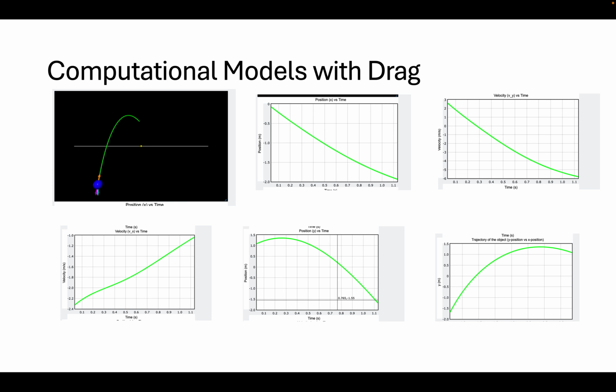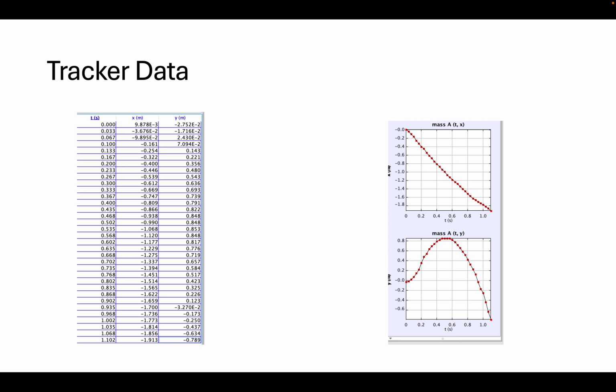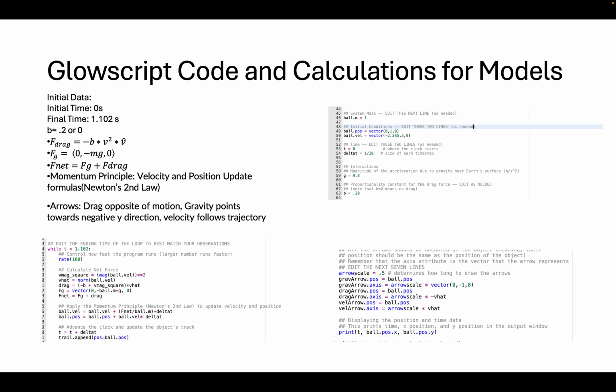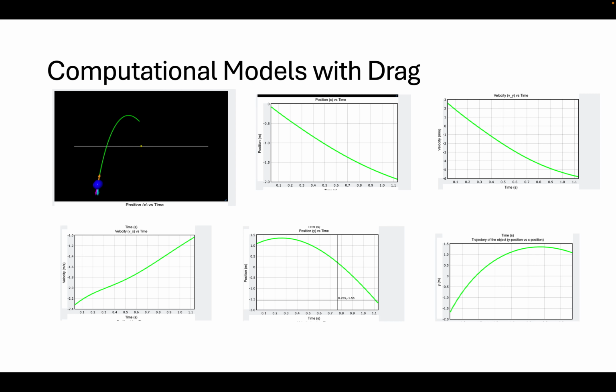And this is my computational model with drag. As we can see, the picture of the model shows the ball going below the origin or the surface. This is because in my experiment, I launched the ball at a height instead of launching it from the ground. So the ball ends up below the origin, as I set my calibration and my origin at the ball and not the ground. Because the ball travels below the origin, it looks like the ball is going underneath the surface.